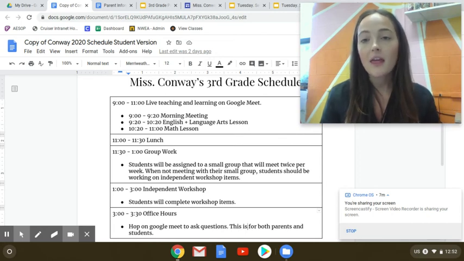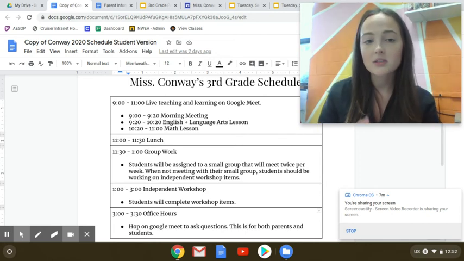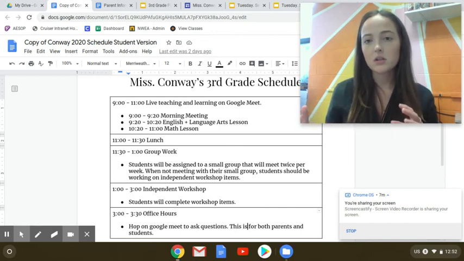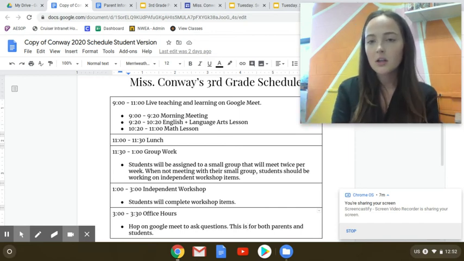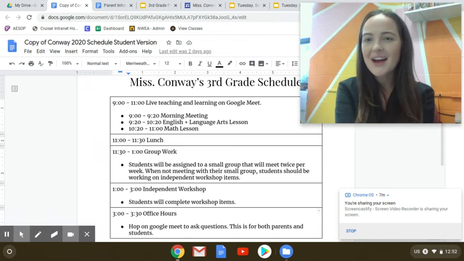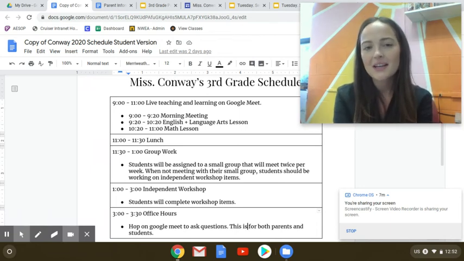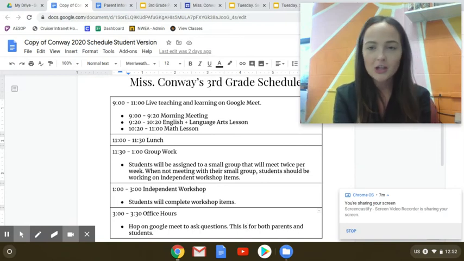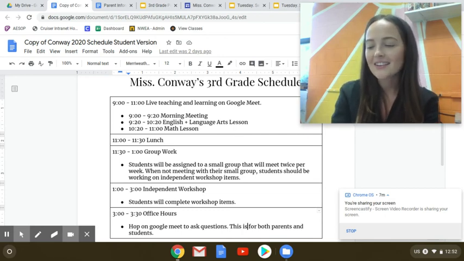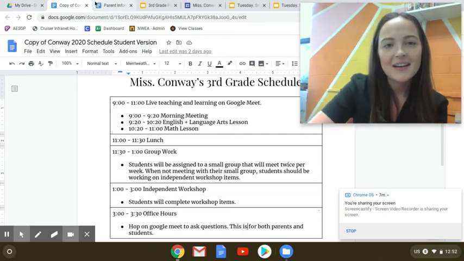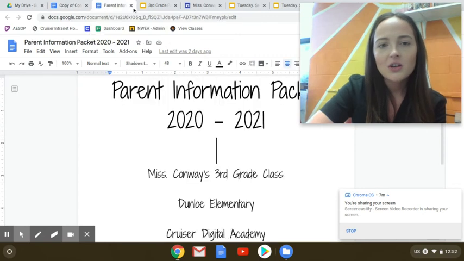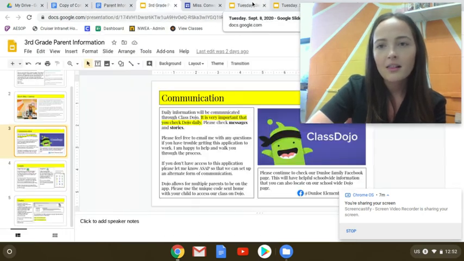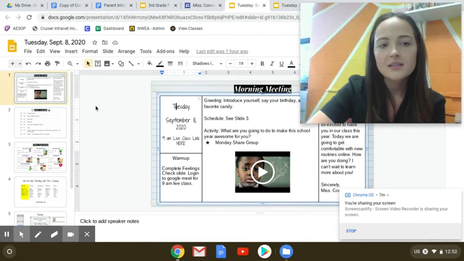independent workshop. They can start their independent workshop right after lunch, but I recommend, if you're not doing group work, to take that time, move around, and do your thing. We'll talk all about this the first week, but I just wanted to outline this right now so you had the information, you could prepare your child, and get excited for our first week of online learning.